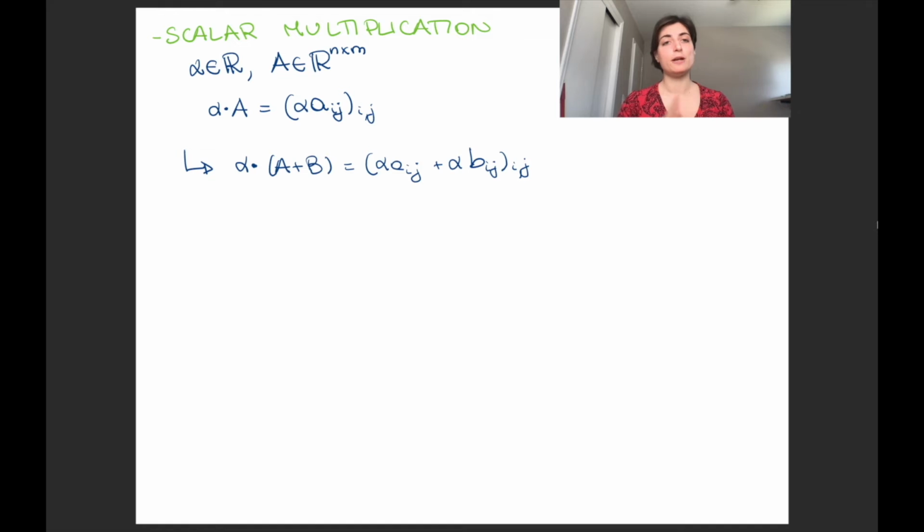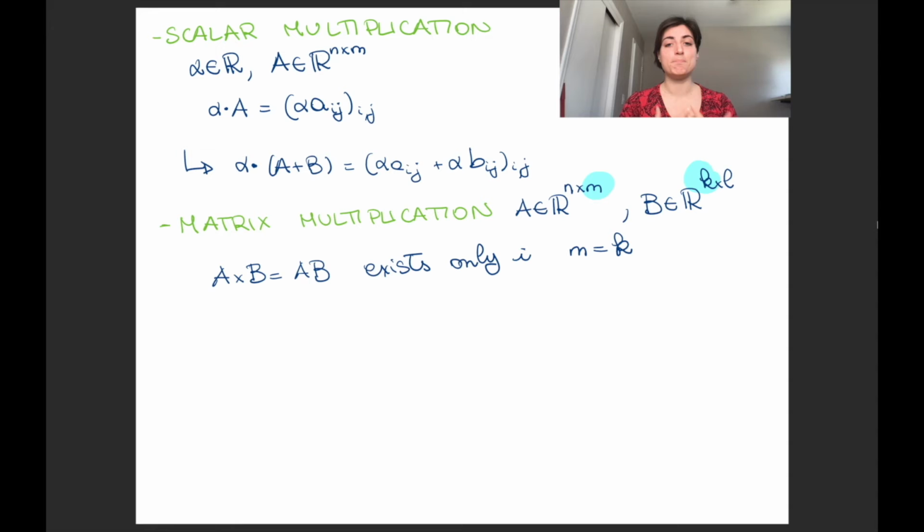For matrices, we have scalar multiplication. If we take a real value and a real matrix, you can multiply them together. You do that by just multiplying every single element in the matrix by the scalar. That means that this type of multiplication is distributive with respect to addition. If you have a scalar multiplied by the sum of two matrices, it's the same as having the sum of the two matrices multiplied by the scalar.